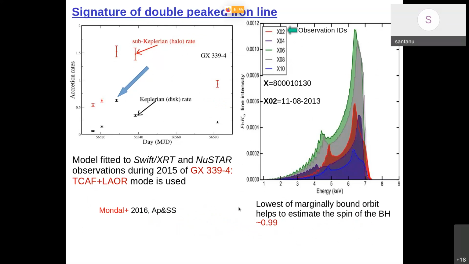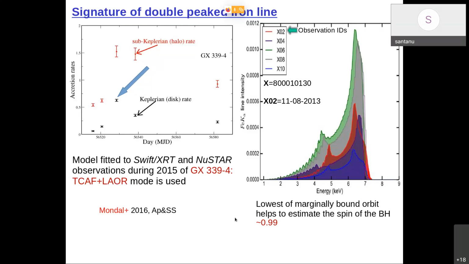We also fitted another black hole candidate, GX 339-4. This data is taken from NuSTAR and Swift observations. In the left panel you can see the variation of accretion rate with time, and the Keplerian disk rate was always less than the sub-Keplerian halo rate. So from this we can say that the source did not move to the soft state; rather it was in the intermediate or hard state. We fitted with our model, and in addition we added this Laor model.